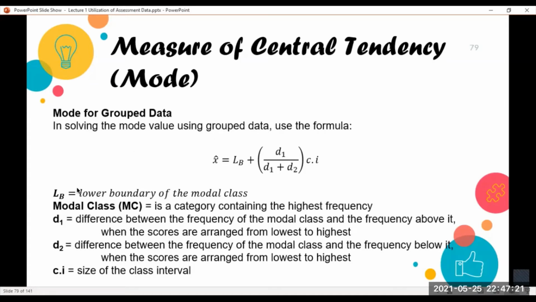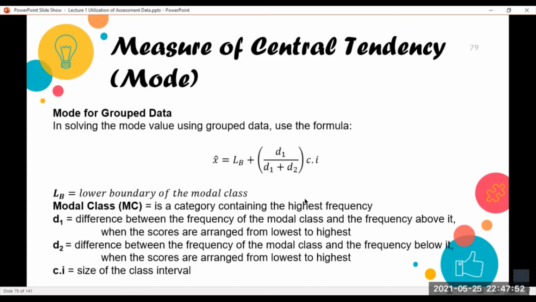Okay. So for LB, lower boundary of the modal class, and therefore modal class or MC, this is the category containing the highest frequency. So mas madali siyang ma-identify. Hindi kagaya ng sa median class that you have to understand what is the value of the cumulative frequency and so on. But for here, all you have to do is to find the highest frequency, and that is now the modal class or the category. So that is your MC.